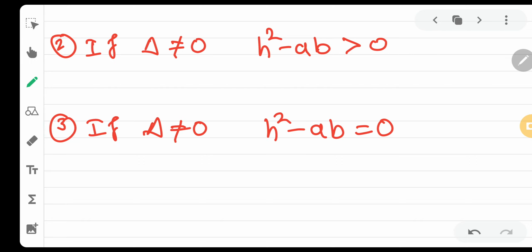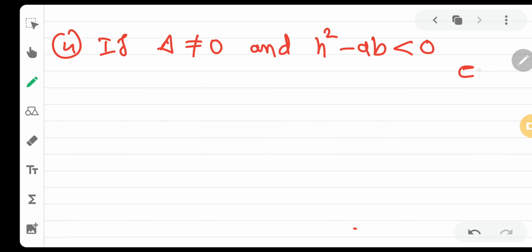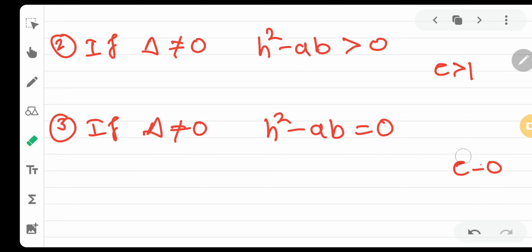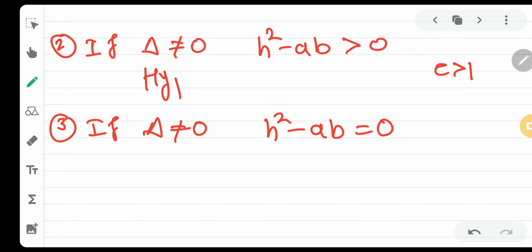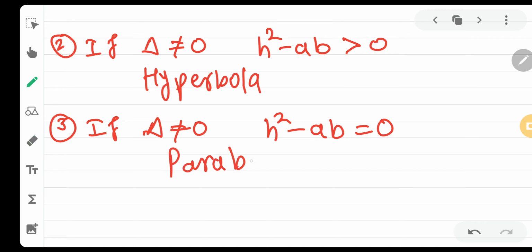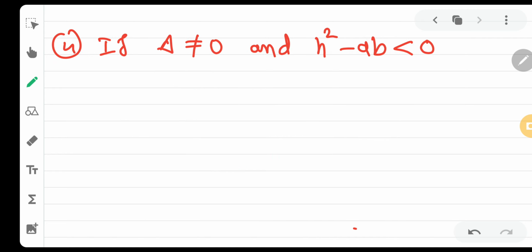So understand it like this. For a hyperbola, eccentricity is greater than 1. For a parabola, eccentricity is 1. And for an ellipse, eccentricity is less than 1. So eccentricity greater than 1, h square minus AB greater than 0, eccentricity less than 1, and h square minus AB less than 0. So this will be hyperbola. This is just a trick, nothing mathematical in it. And this will be parabola, and this will be ellipse or circle.